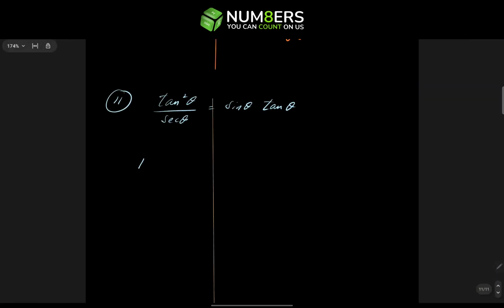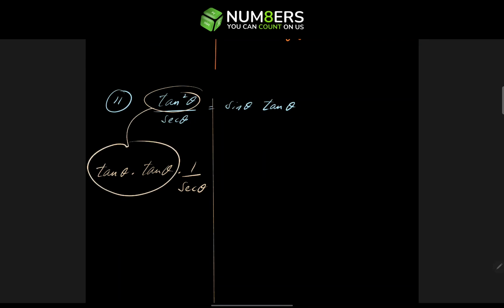So we go back to this, we have tan squared, which I'm going to write as tan theta times tan theta times 1 over secant theta. I just rewrote it as tan squared is equal to tan times tan, and the secant on the bottom, I just wrote it as 1 over secant theta. That should equal sine theta tan theta.